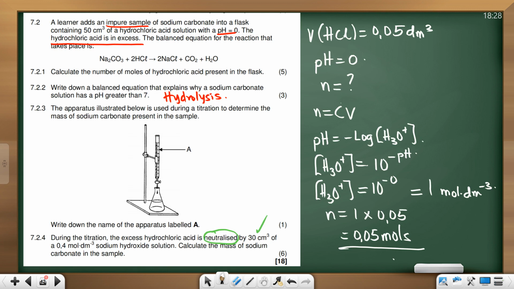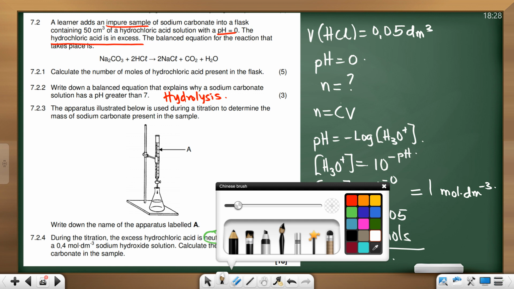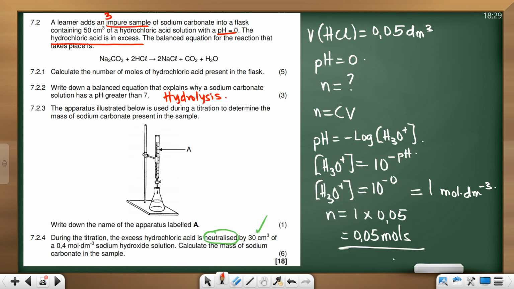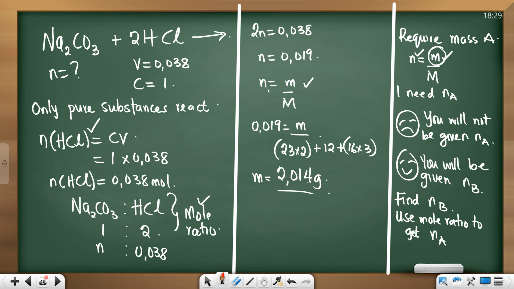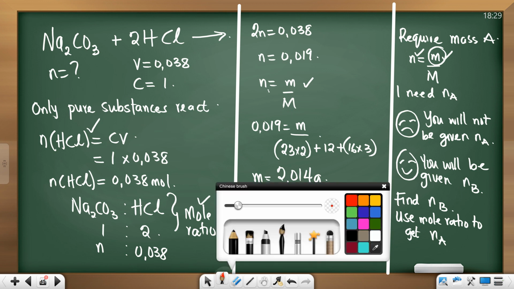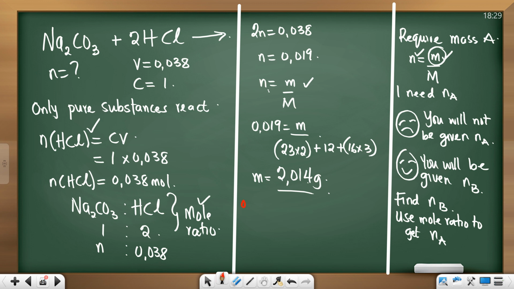A learner adds an impure sample. Look at what they could have done. A learner adds 3 grams of impure sample. You see what I've done? I have simply added my grams, the total sample. Now the question would be, calculate the percentage purity. You will do exactly what I have done here. And now we have the mass of the pure substance. What is the mass of pure substance?